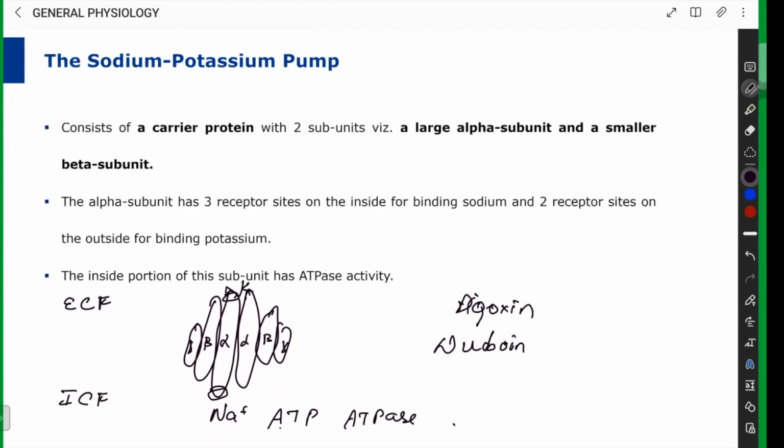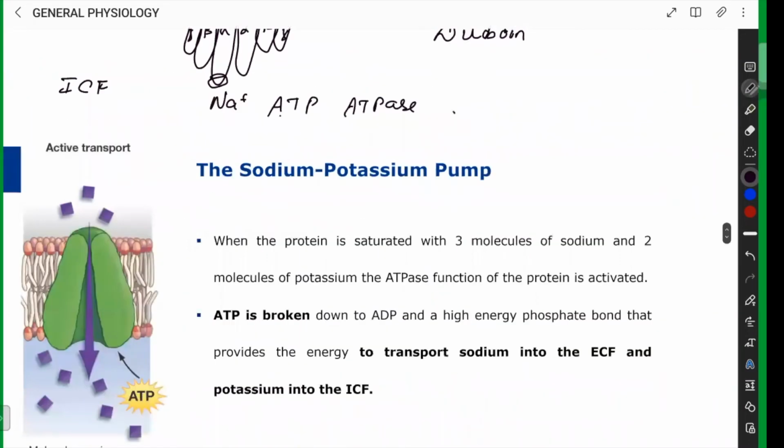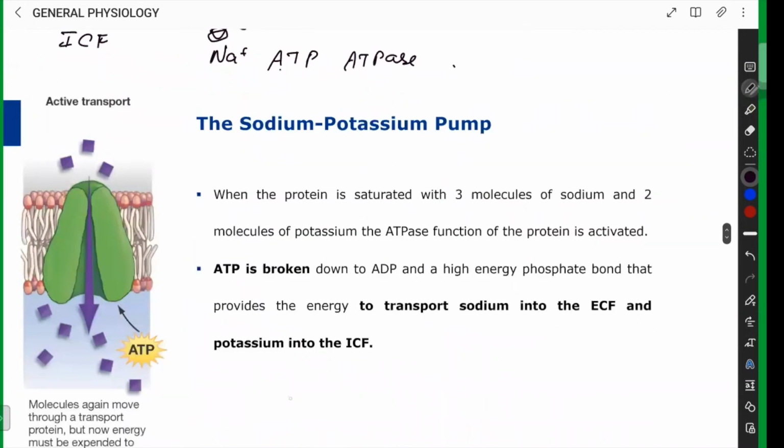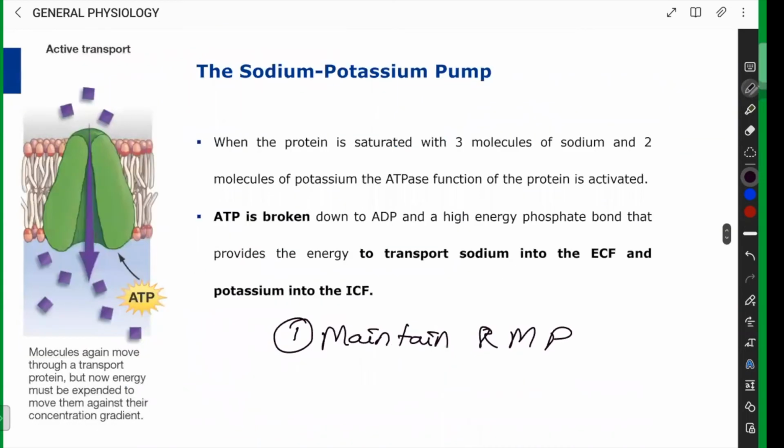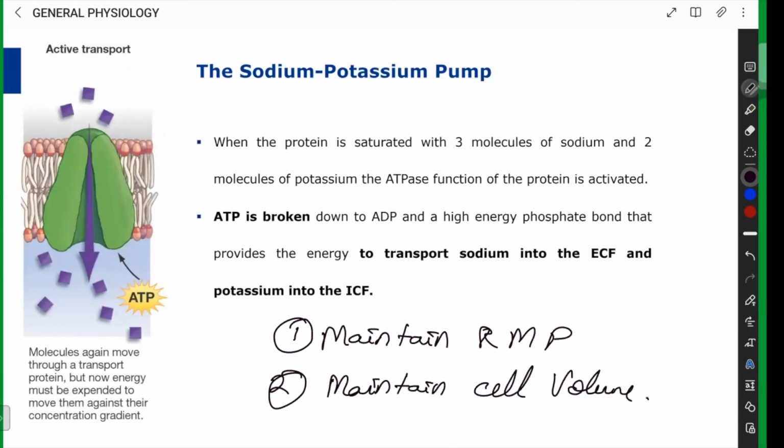Now, what are your beta units going to do? Your beta units are helpful for glycosylation, so the beta unit is going to attach with glucose. Now, tell me, what is the role of the sodium-potassium pump? It is helpful for maintaining the resting membrane potential. Second, it maintains the cell volume. So these are the two important functions of your sodium potassium ATPase.